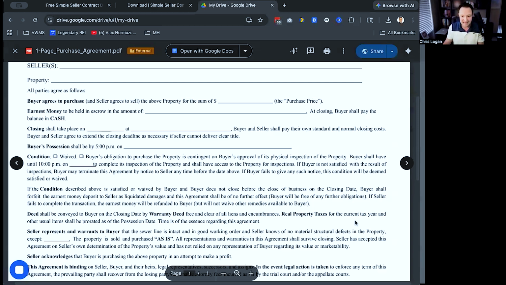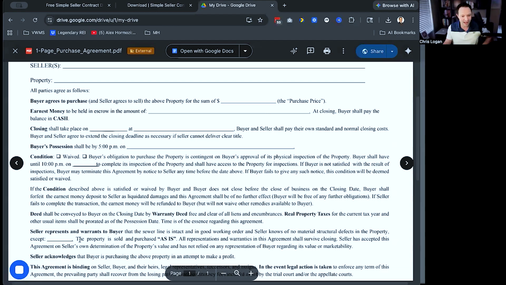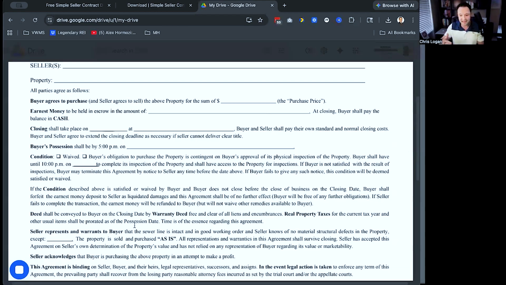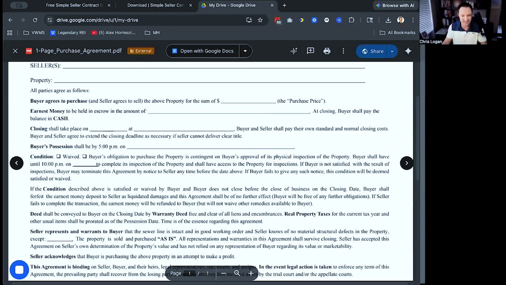So real property taxes for the current tax year and other usual items will be prorated. So again, the taxes are prorated. The buyer is going to pay prorated taxes when he purchases the property. He's not going to pay taxes on the property when he didn't own it. It's only going to be from the point of owning it to the remainder of the year. So time is of the essence. Again, this is just making sure all parties understand this is urgent and we're all moving forward.